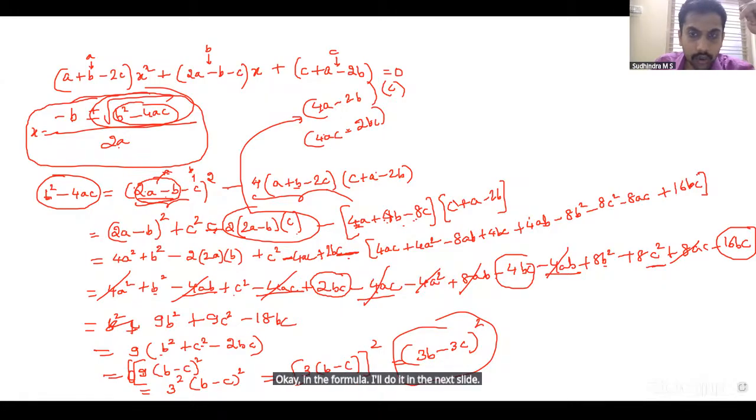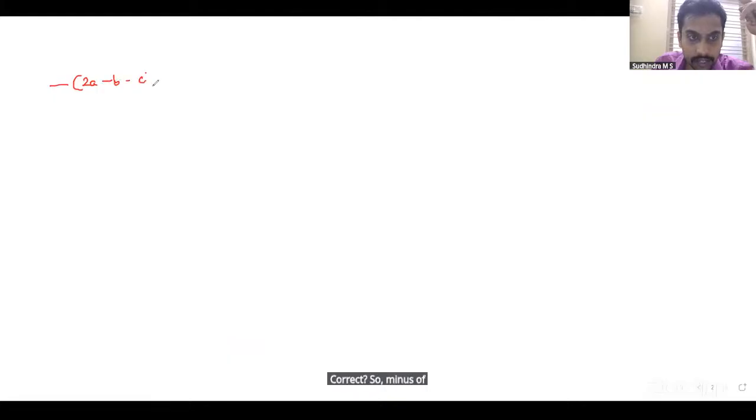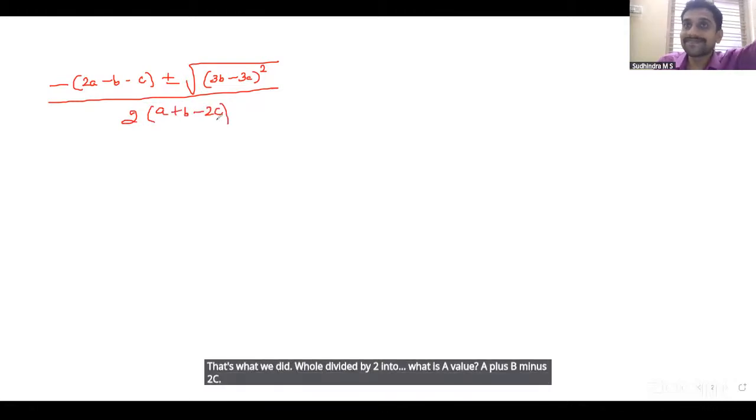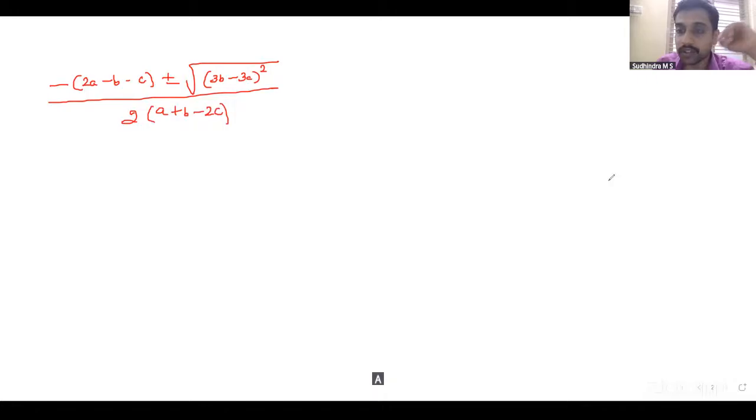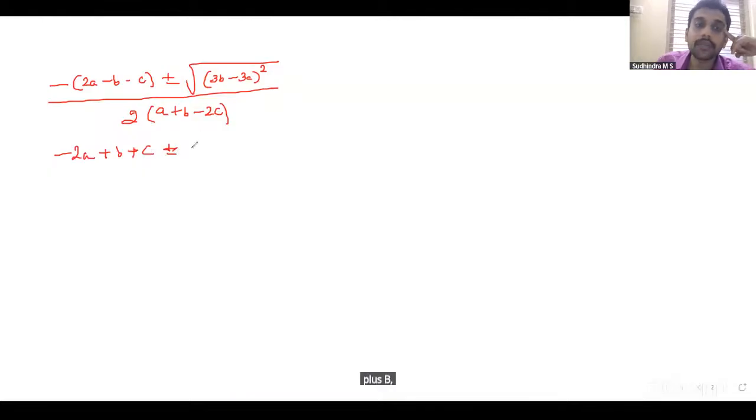What is b value? 2a minus b minus c. Correct? So minus of 2a minus b minus c plus or minus root of b square minus 4ac, which is 3b minus 3c the whole square. That's what we did. Whole divided by 2 into, what is a value? a plus b minus 2c. Correct? This is what we get. Simplify. Minus 2a plus b plus c plus or minus. What is this simplified value?